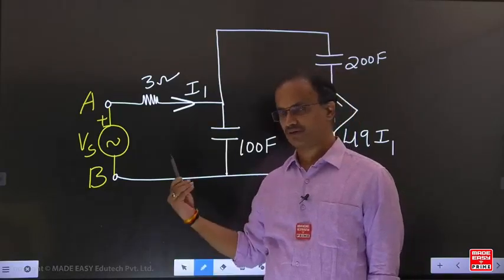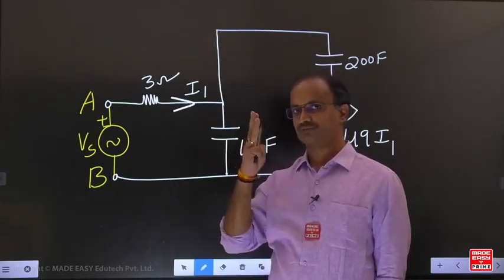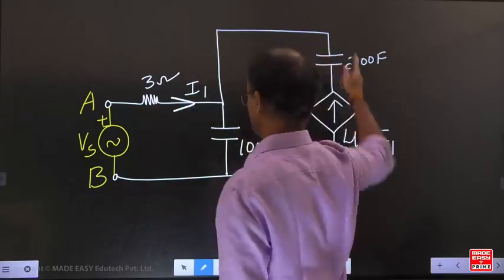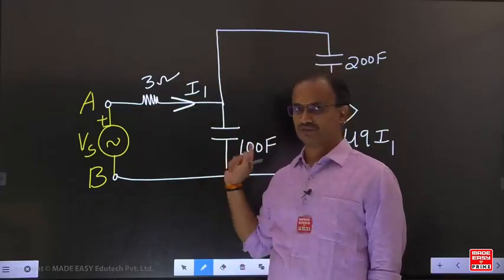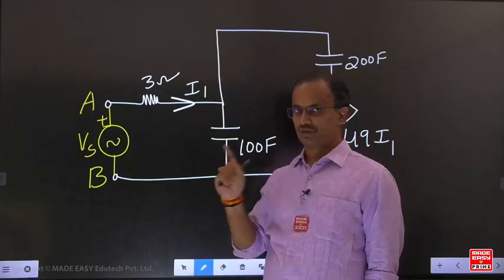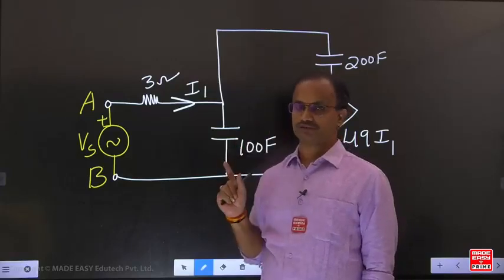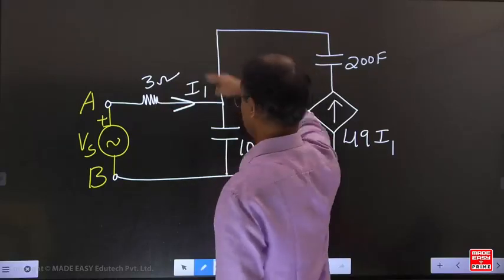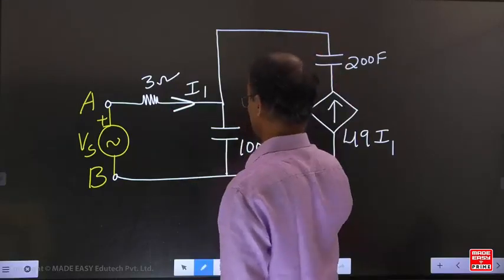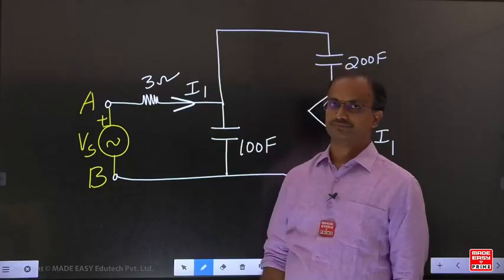That's why for this particular example, how many loops are there? 3 loops, because the outer one is also a loop. But how many meshes are there? 2 meshes, mesh 1 and mesh 2. In a mesh, no inner loop should be present. See, in this one no inner loop is there, but if you go around the outside, 2 inner loops are there.